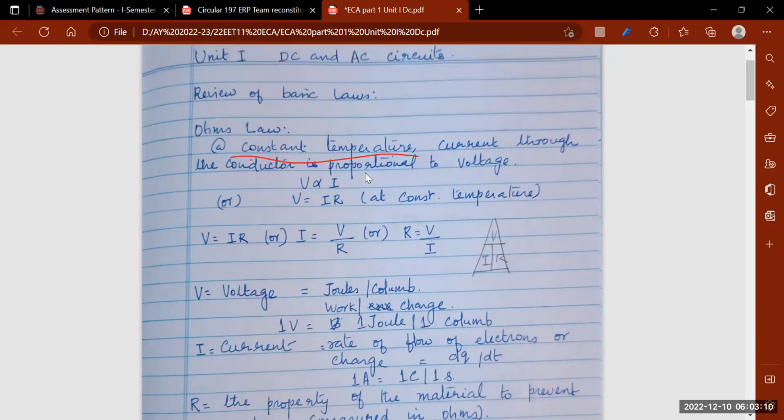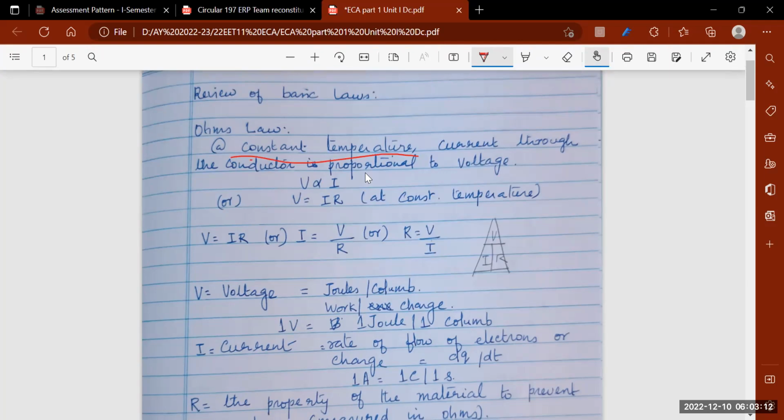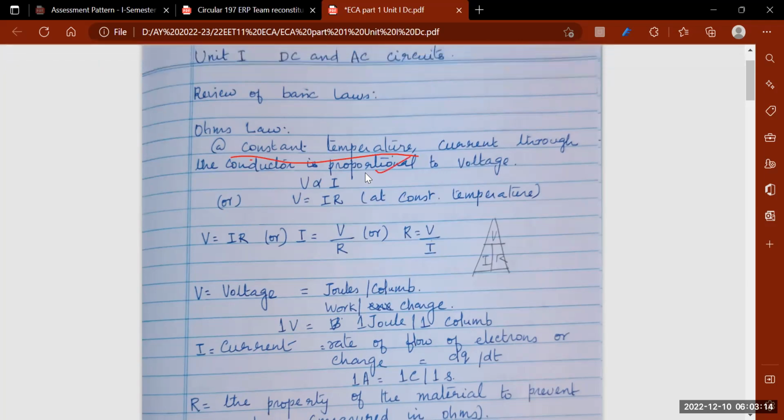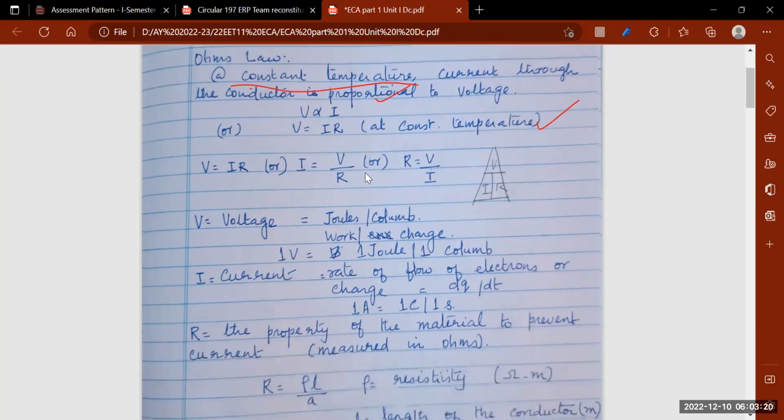According to this, V is proportional to I, and when I remove the proportionality constant, V is equal to I into R, where R is the resistance. R is given by V by I. So this is the representation diagram relating V, I and R.